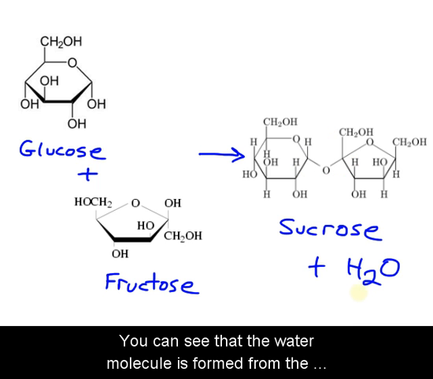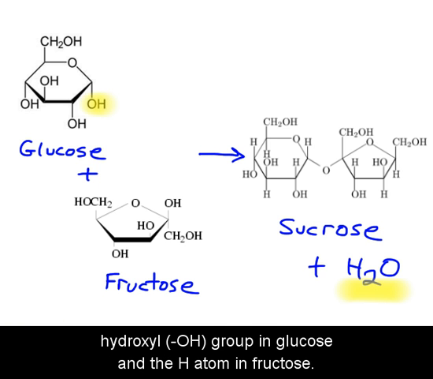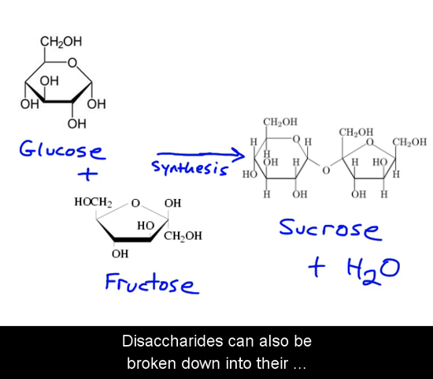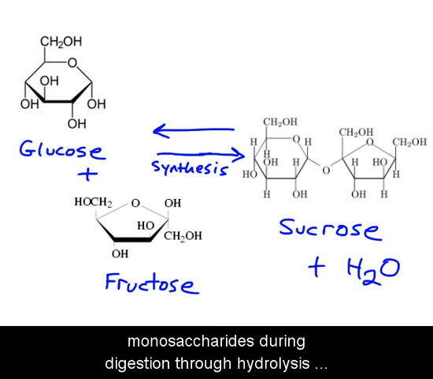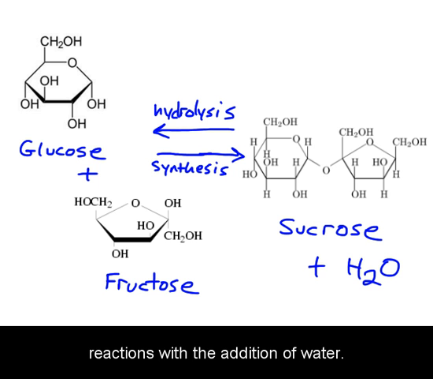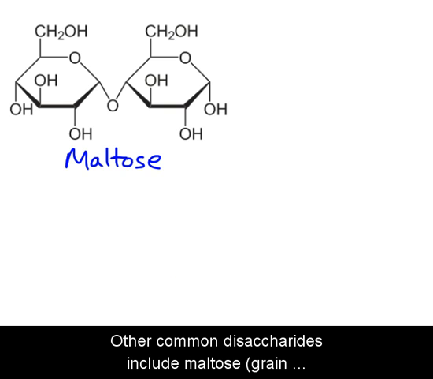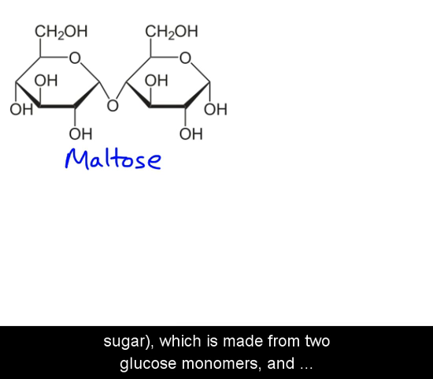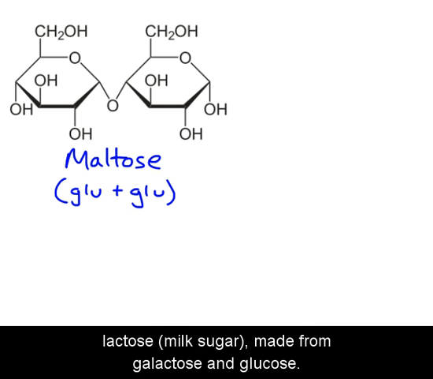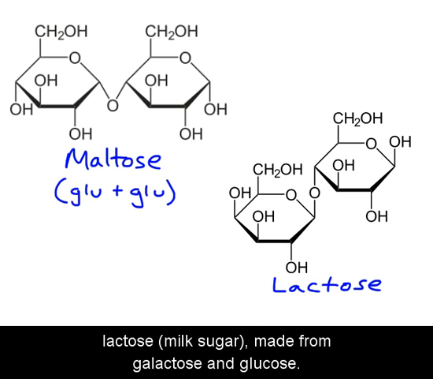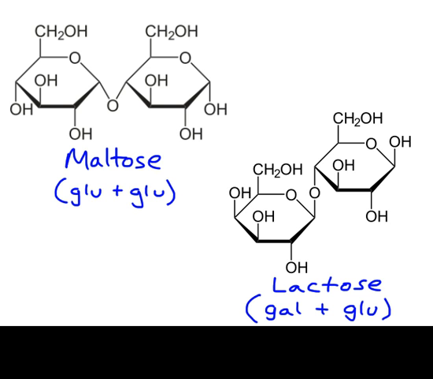You can see that the water molecule is formed from the hydroxyl OH group in glucose and the hydrogen atom in fructose. Disaccharides can also be broken down into their monosaccharides during digestion through hydrolysis reactions with the addition of water. Other common disaccharides include maltose, grain sugar, which is made from two glucose monomers, and lactose, milk sugar, made from galactose and glucose.